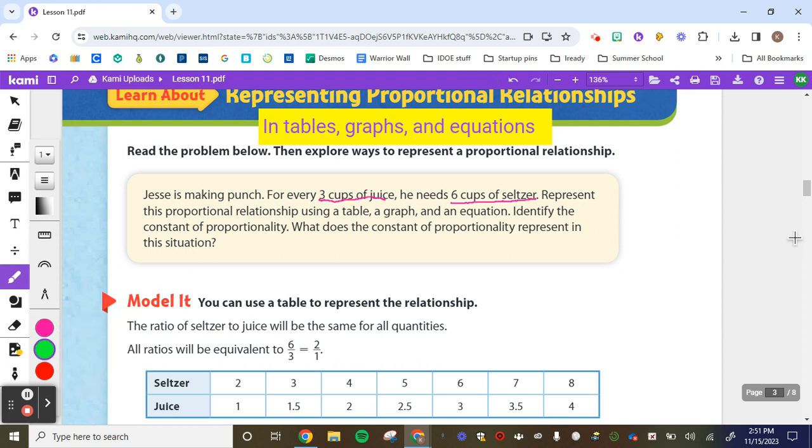Our question is first asking us to represent in a table, a graph, an equation. Like I said, we're going to be working on that. But then it also wants you to identify the constant of proportionality. And remember, constant of proportionality is the same thing as the unit rate. So it also wants us to find the unit rate.